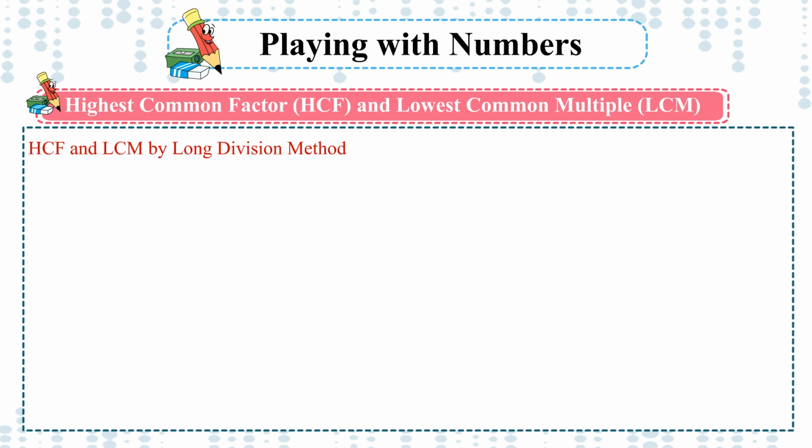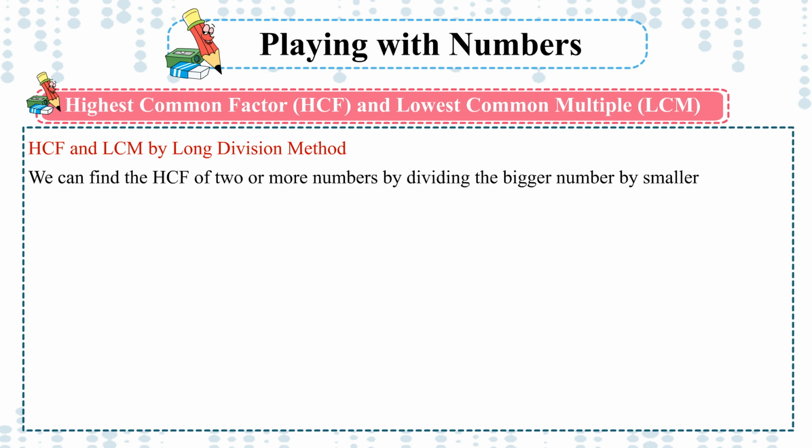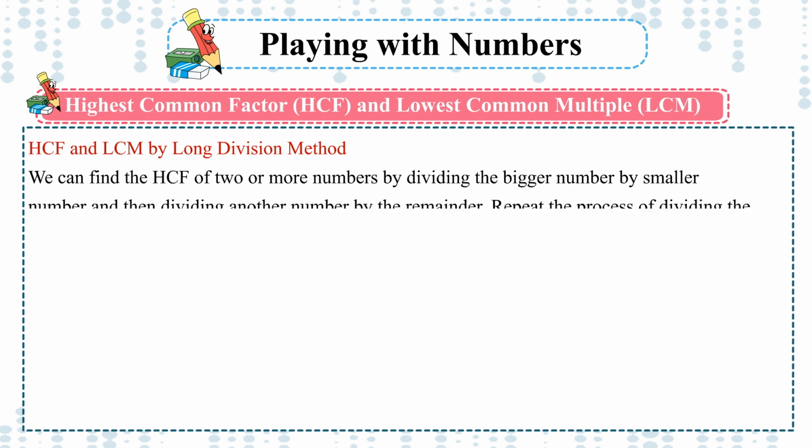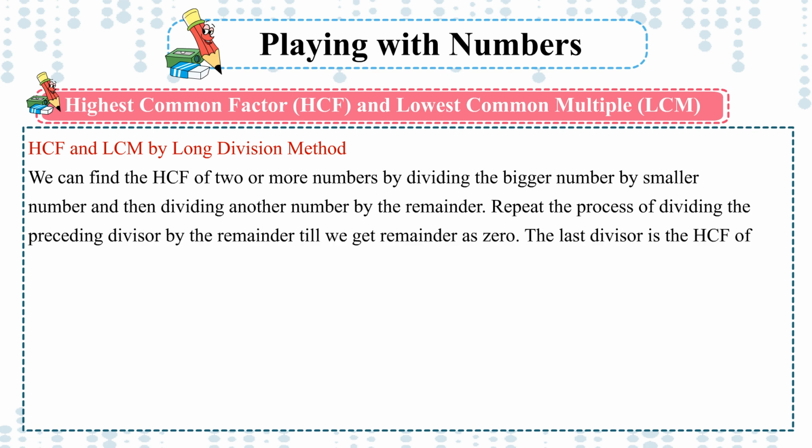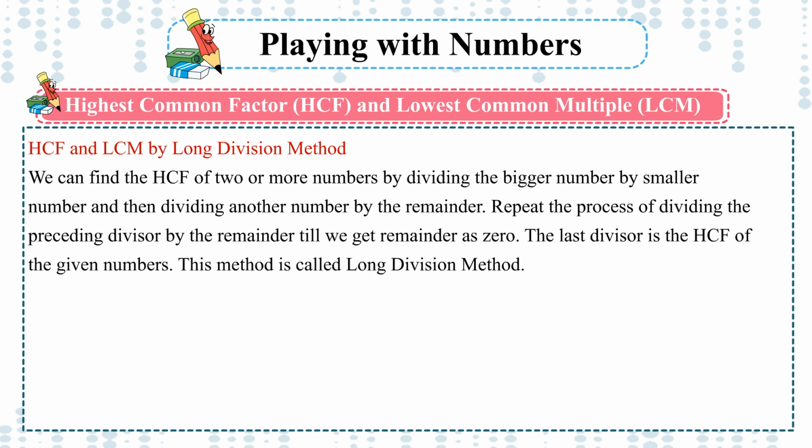HCF and LCM by long division method. We can find the HCF of two or more numbers by dividing the bigger number by the smaller number and then dividing the divisor by the remainder. Repeat the process of dividing the preceding divisor by the remainder till we get remainder as 0. The last divisor is the HCF of the given numbers. This method is called long division method.